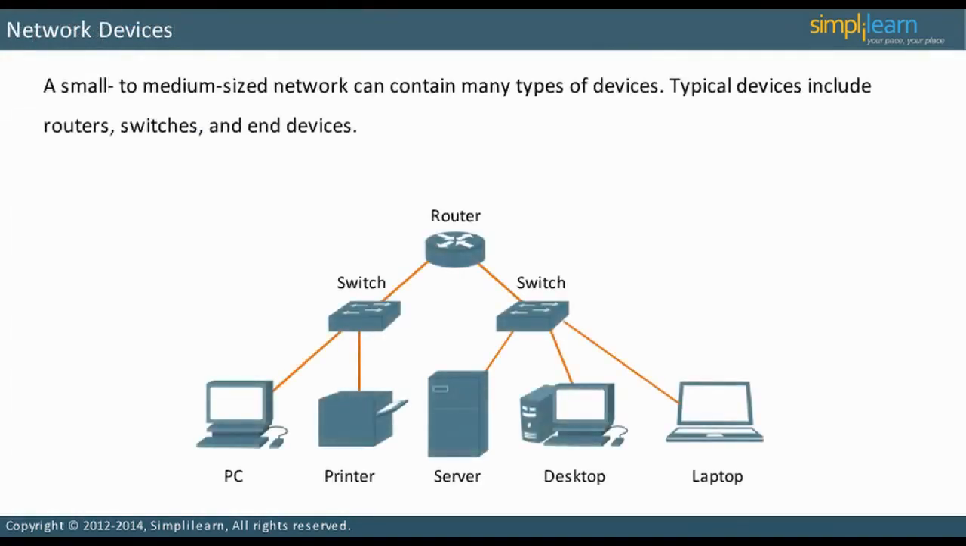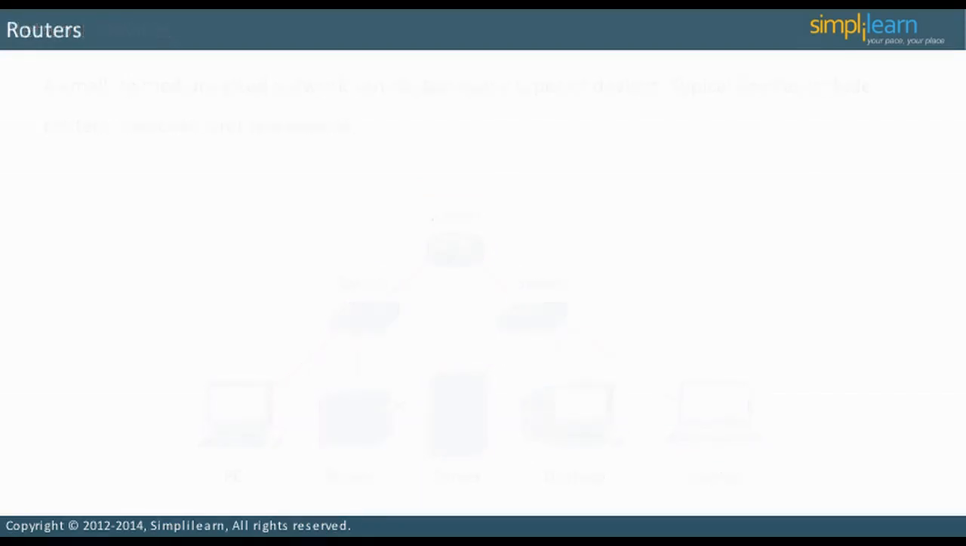The image on the slide depicts the typical organization of a network. There are many network devices that can be connected to a network, for example, PCs, printers, servers, and laptops. These devices are then attached to a Layer 2 device called a switch. In turn, the switches are connected to a Layer 3 device called a router. We will discuss routers in the following slide.